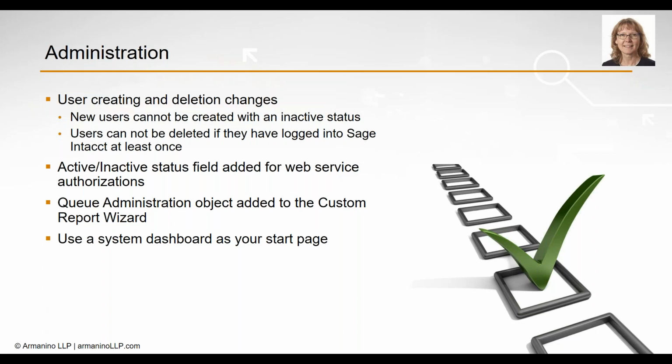So when there's integrations happening and things are running offline and you want to know a little bit of information about the status of those offline jobs, the history of that, you can use this object in the custom report wizard to go ahead and see some of that information. So that's nice. You can use a system dashboard as your start page.